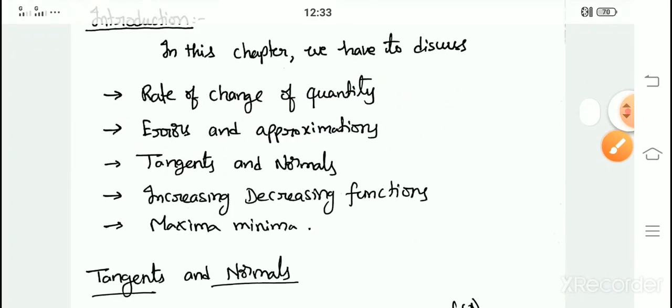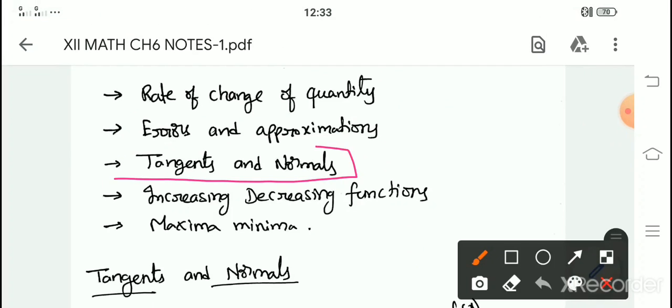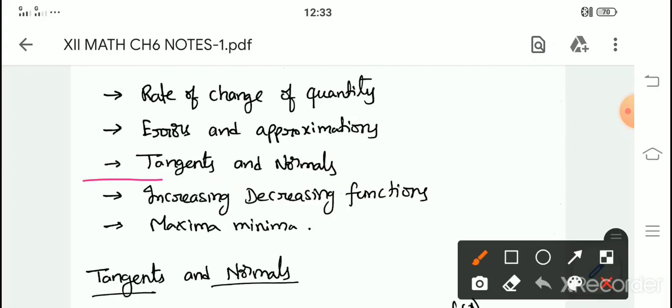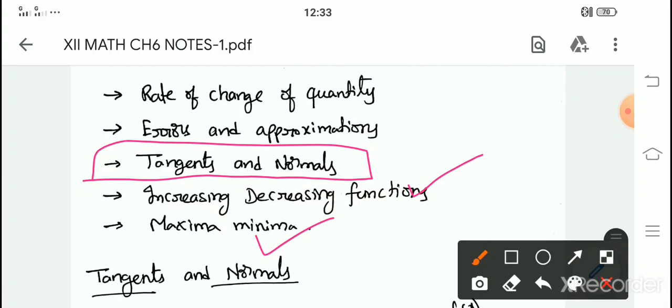From this chapter, tangents and normals is the first concept which I am going to discuss. In the textbook order, they gave increasing decreasing functions first, tangents and normals next, and maxima minima last. But I am going to discuss in a different order: first tangents and normals, then increasing decreasing, then maxima minima. In this way, if you are learning, you will understand it properly.